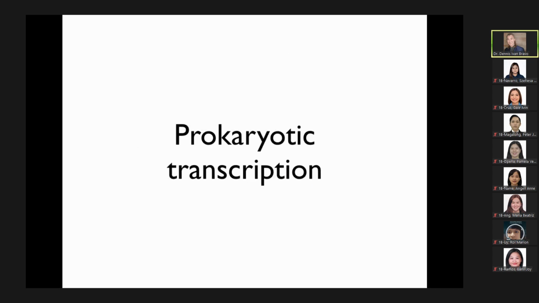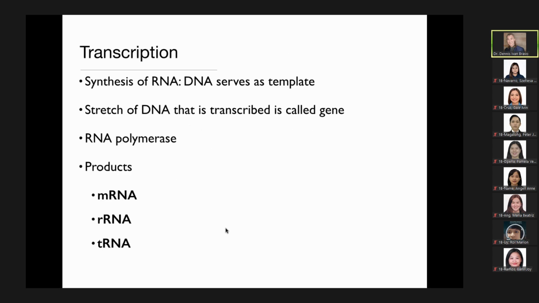So let's start now with prokaryotic transcription. Transcription in general is defined as the synthesis of RNA with DNA as the template. Now take note that only certain stretches of DNA can be transcribed. These are the ones that are referred to as genes. So in other words, all genes are DNA, but not all DNA can be called genes. Only those that can be potentially transcribed are referred to as genes.